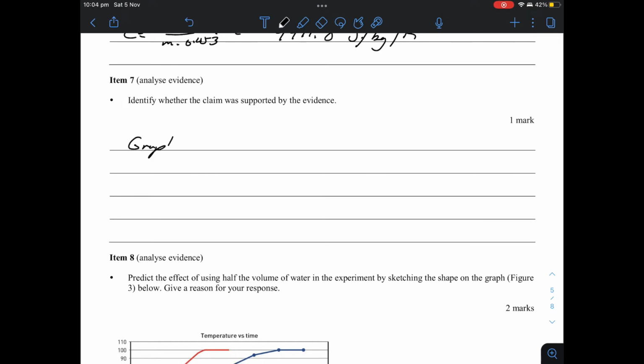Now the claim: what about evidence? We look at the evidence. The graph shows the linear relationship between change in temperature and time. And as the heating rate is constant, it shows a linear relationship between change in temperature and heat put into the liquid, which is exactly what the claim says, so the claim is supported.